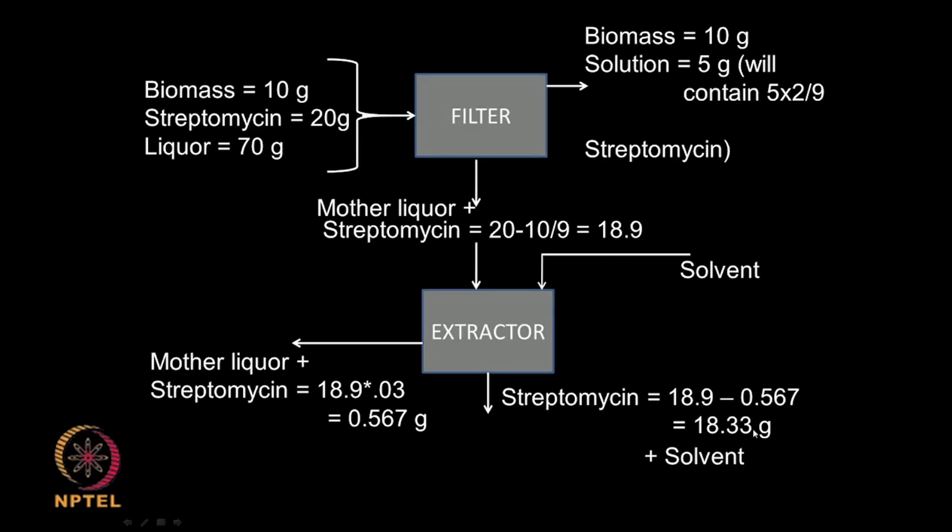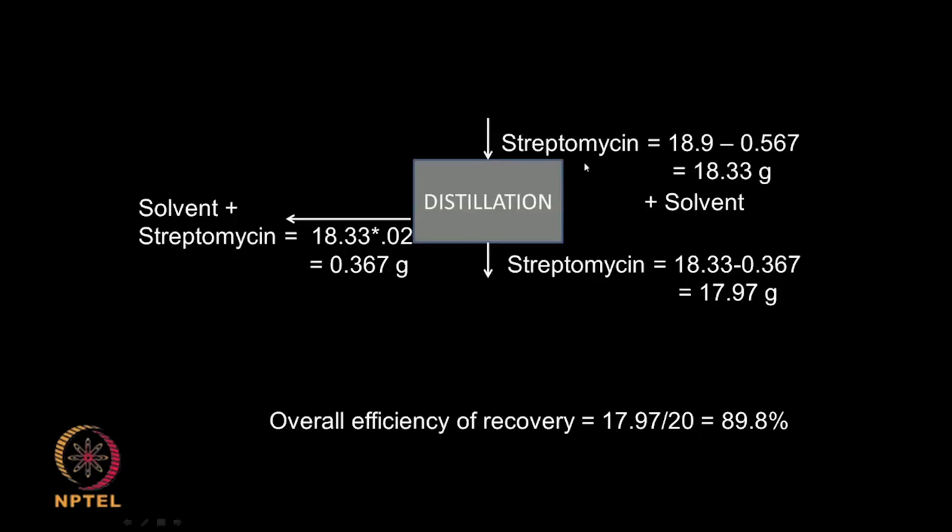Now, let us go to the distillation column, the stripping column as it is called. Now, the problem says 2% that is entering is lost in the distillation. So, what is 2% of 18.33? 18.33 into 0.02, that is 0.367. So, we say 18.33 minus 0.367, that is 17.97.